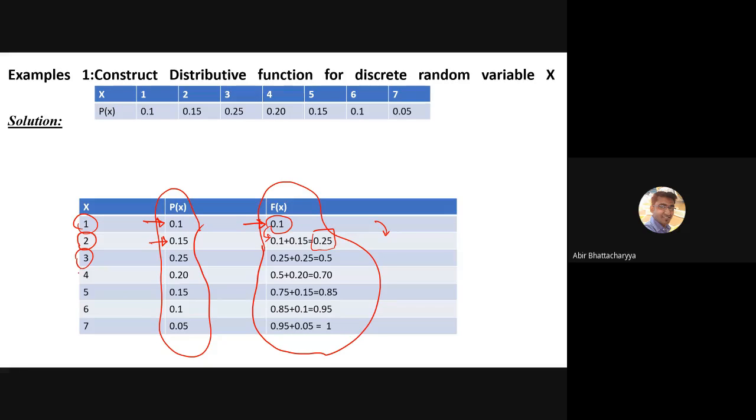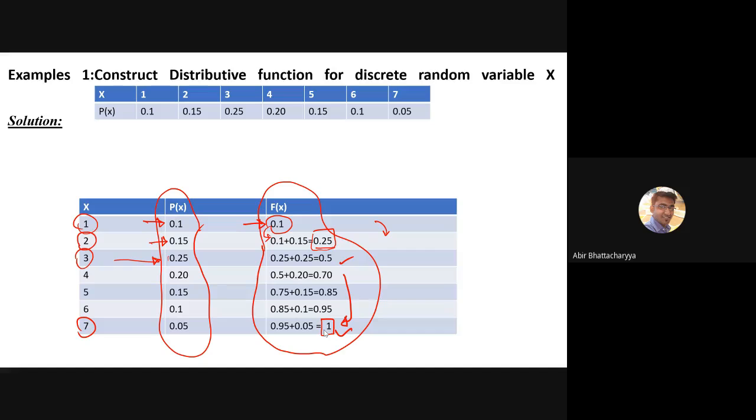Similarly, for x equals 3, 0.25 is the probability. We add 0.25 plus 0.25, so 0.5. Like that, if I gradually add them, at the last value, x equals 7, I will get 1. This is going to be the total. As you know, the sum of the PMF is equal to 1. That's why this is equal to 1.